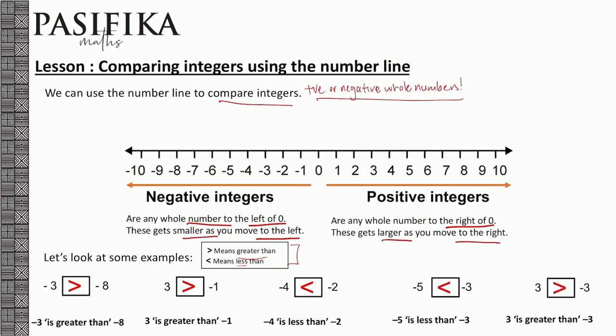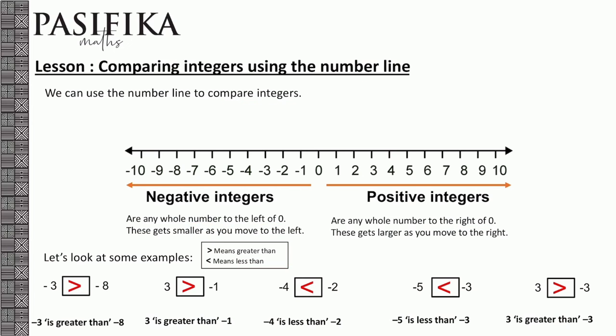And that is it. Now just to recap, we can use number lines to compare integers. Positive integers are any whole numbers to the right, and it gets larger as you move to the right. And negative integers are any whole numbers to the left of 0, and it gets smaller as you move to the left. Some of the signs to keep in mind when you're looking at comparing integers is greater than and the less than sign.